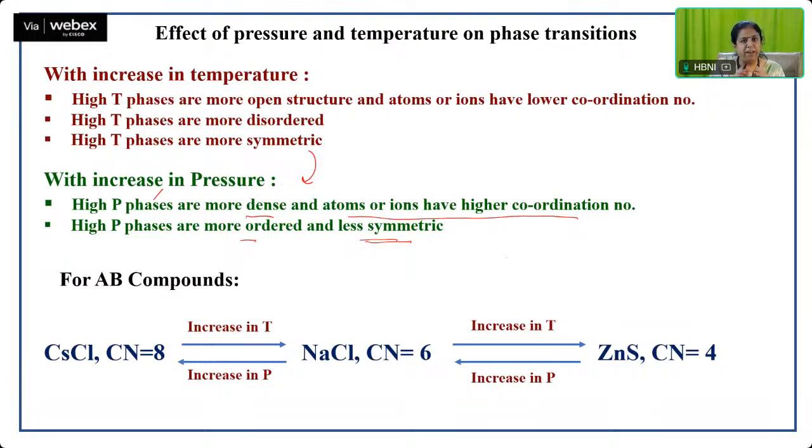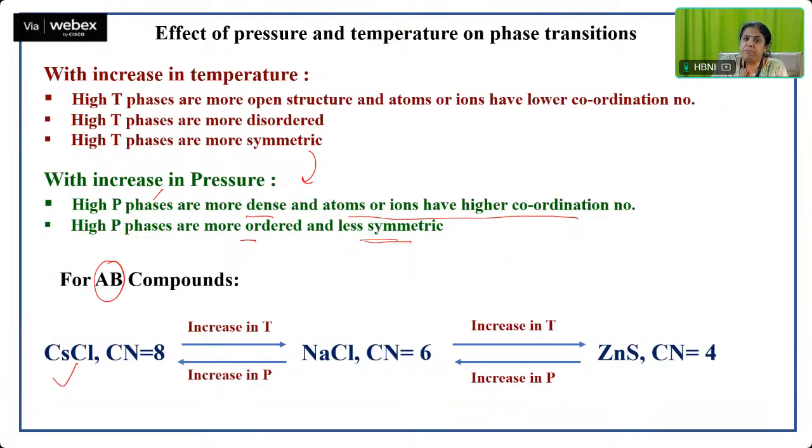So the effect of pressure is totally opposite to the effect of temperature on the phase transition. High pressure phases will be more dense, they'll be less symmetric, they'll be more ordered, and the atoms and ions will have higher coordination number. For example, for AB type of compound, the compound which has 1:1 stoichiometry, if I have a cesium chloride type of structure, mind you, cesium chloride will not go into NaCl.